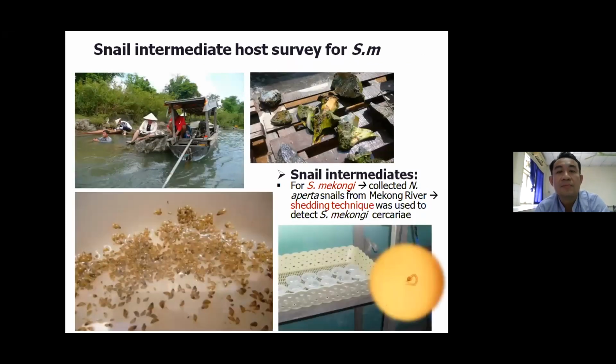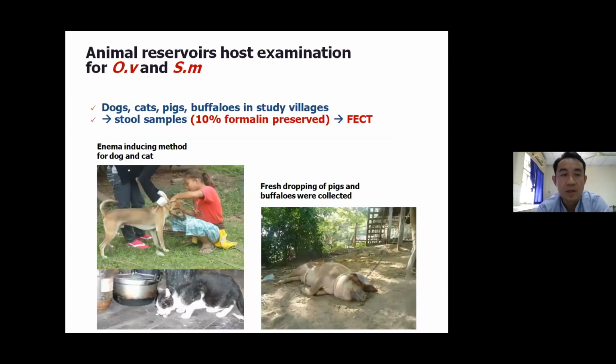So after that, in 2015, we conducted the transmission survey, and we investigated the hosts of Schistosoma mekongi. This is the snail intermediate host that we collected from the Mekong River, and after that we examined them to detect the cercaria. Also, we examined the animal reservoir hosts such as dog, cat, and pig, also buffalo.